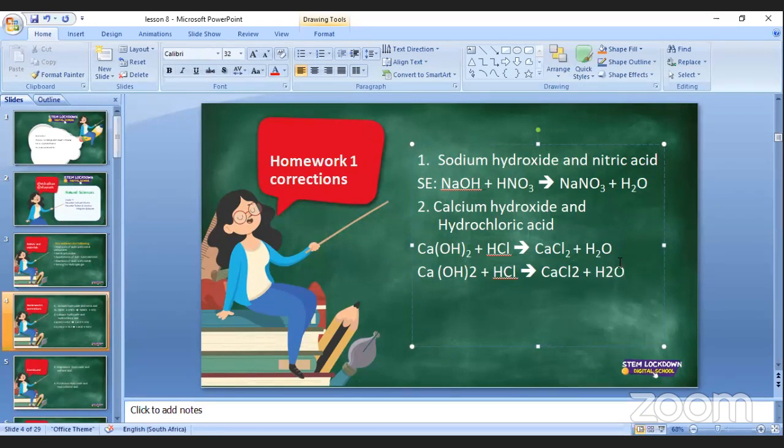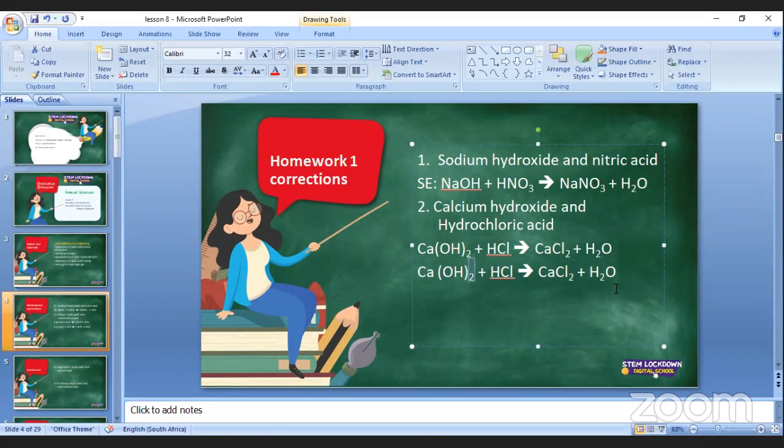So there we go. Is this equation balanced? No, it's not balanced. So we need to put in the coefficients to balance this equation. But first, you need to calculate your atoms, your molecules, one by one. Are we clear?